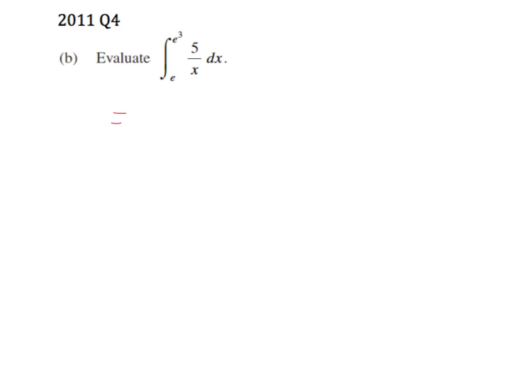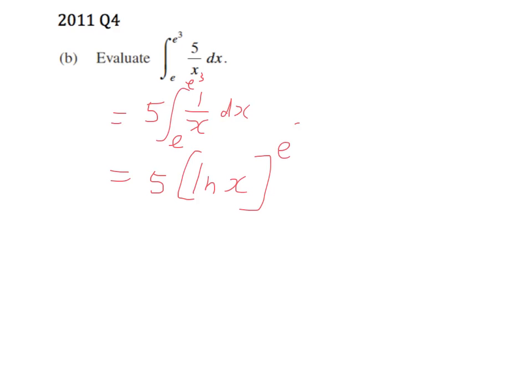So, definite integral here, so that's the same as 5 times the integral of 1 on x between e cubed and e. And then that is equal to 5 log x between e cubed and e. So that's equal to 5 times log of e cubed minus log of e. And now you can simplify that. You can bring the power 3 down the front of this log. So that's 3 log e.